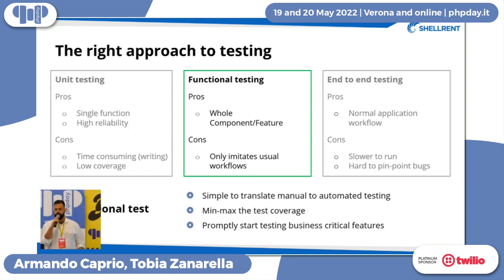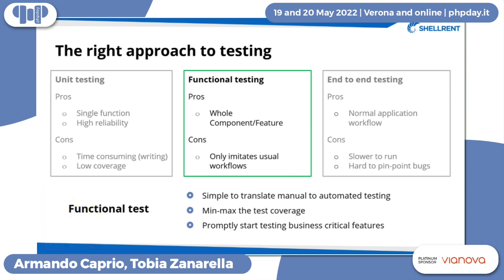Our choice was to focus first on the functional test, the middle solution. They are easier to translate for manual testing and automated testing without the disadvantages of end-to-end testing. Also, they min-max the test coverage, trying to cover more lines of code with fewer tests. And it's the fastest way to start testing the most important and business-critical features.